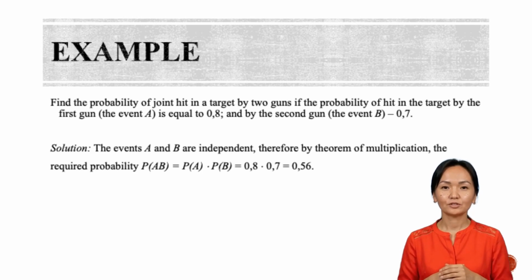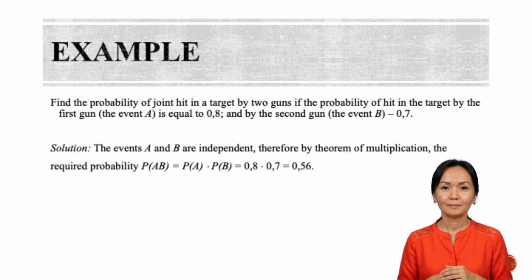Now let's apply what we've learned to a practical example. Suppose we have two guns firing at a target. The probability that the first gun hits the target is 0.8, and the probability that the second gun hits the target is 0.7. We need to find the probability that both guns hit the target simultaneously, which is a joint hit. The key insight here is that the two guns fire independently of each other. The performance of one gun does not affect the performance of the other gun. Whether the first gun hits or misses has no influence on whether the second gun hits or misses.